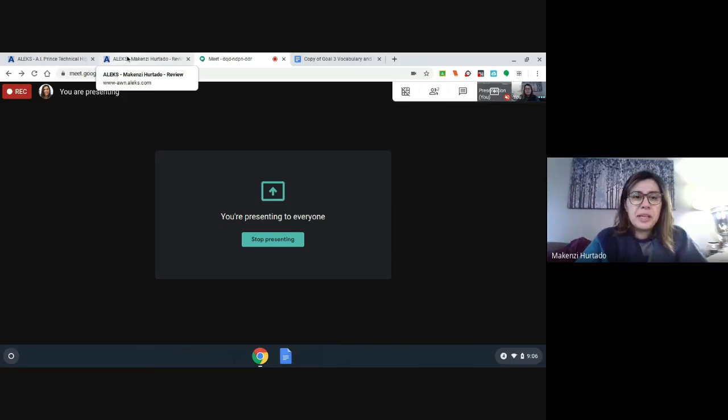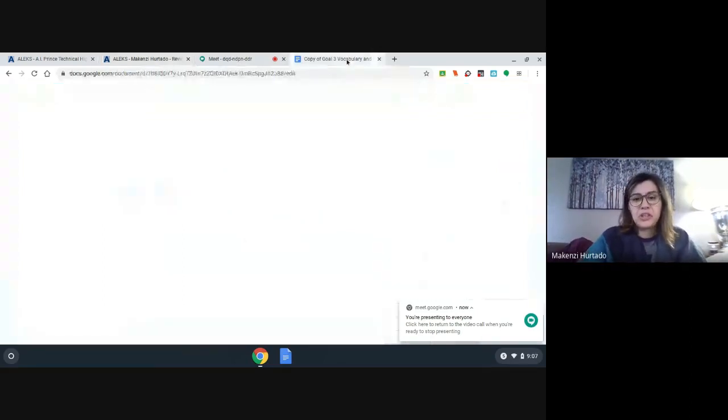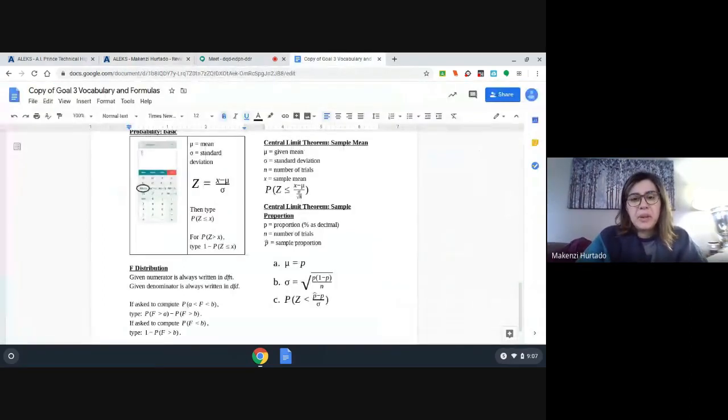All right, we're going to be looking at central limit theorem sample mean. Now, again, we need to look at our vocabulary and formula chart. When we're looking here, we have a couple of different pieces of information. We have our first variable, mu, which is our given mean. Our sigma is our standard deviation. N stands for the number of trials, and X stands for the sample mean.